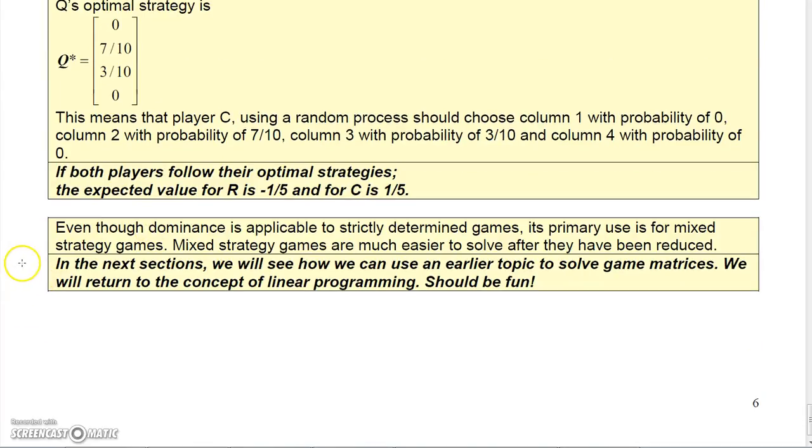And then the last statement, even though dominance is applicable to strictly determined games, its primary use is for mixed strategy games. Mixed strategy games are easier to solve after they have been reduced. In the next section, we'll see how we can use an earlier topic to solve game matrices. We can return to the concept of linear programming. Great fun, huh?